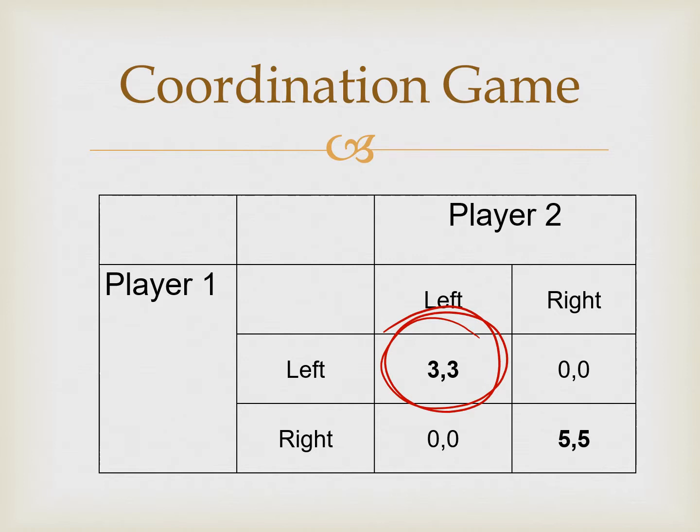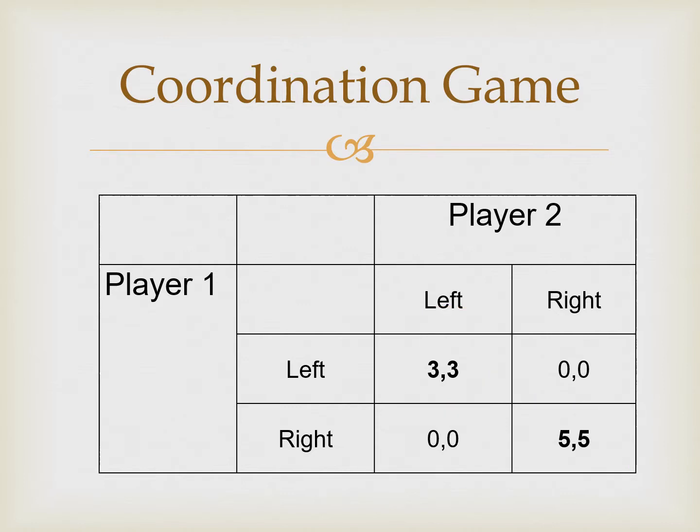Pure strategy Nash equilibria and Pareto are two different standards. This is a pure strategy Nash equilibria, 3-3, but it is Pareto inferior. Both people could be made better off without one person being made worse off. And so it does not hold up to the standards of Pareto efficiency, and it is thus called Pareto inferior to the outcome of 5-5.